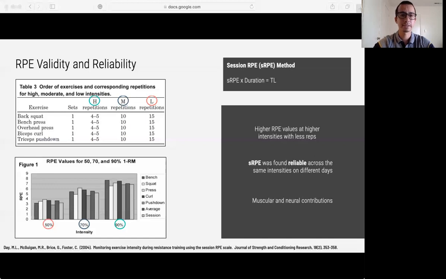So this gives us a little bit of information on how we can utilize it within the weight room. If we're at 50% 1RM and we are hitting higher reps, we should expect the athletes to be hitting these lower RPEs, even though they are completing more work compared to the higher intensities. Some of the reasons for this may be the higher muscular and neural contributions at those higher intensities.